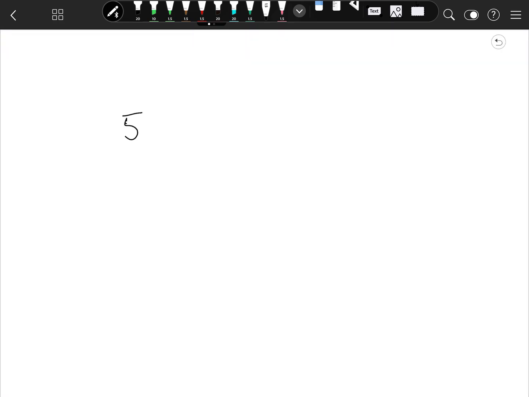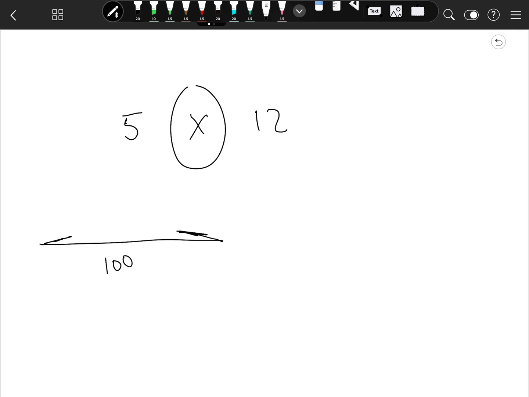Let's say I had a triangle with a length of 5, a length of X, and a length of 12. What values can X take? Think about this for a minute. Could X take 100? Let's draw that out. Here's X is 100. And then here's 5. And here's 12. Do you see how they're not going to quite make it? They're not going to quite fit. So what is the smallest value X can take, and what is the largest value X can take?